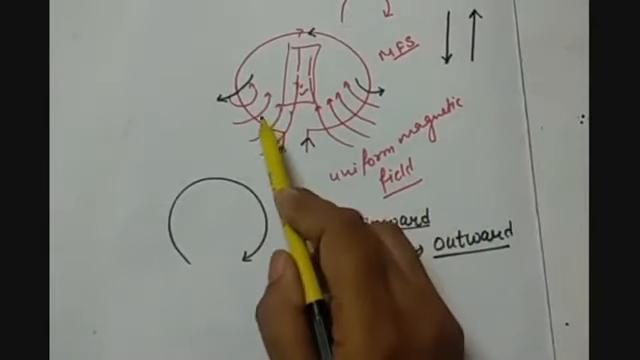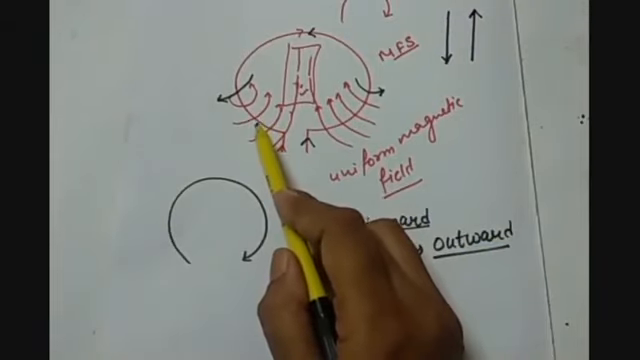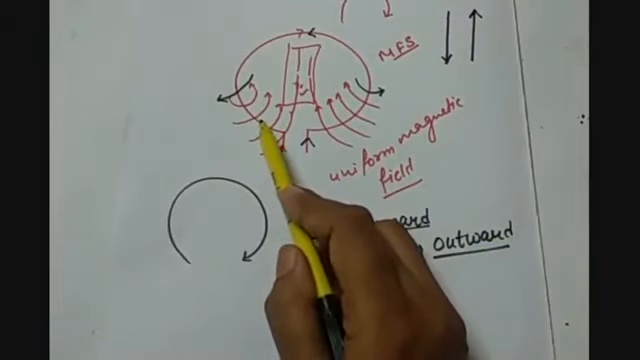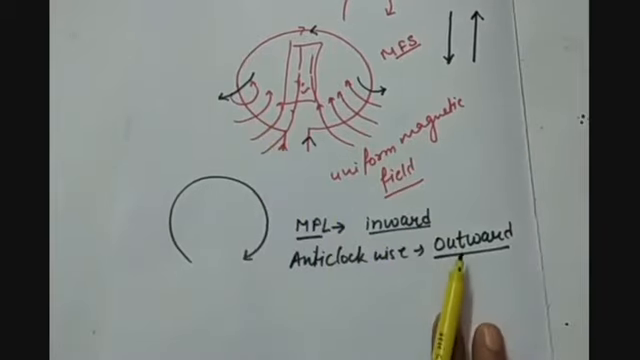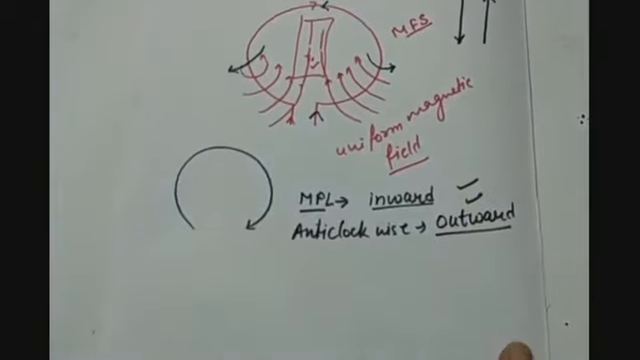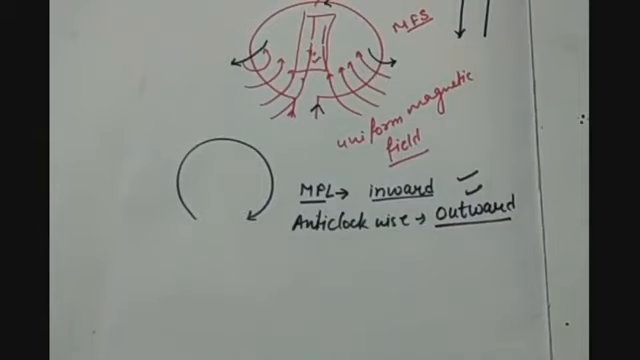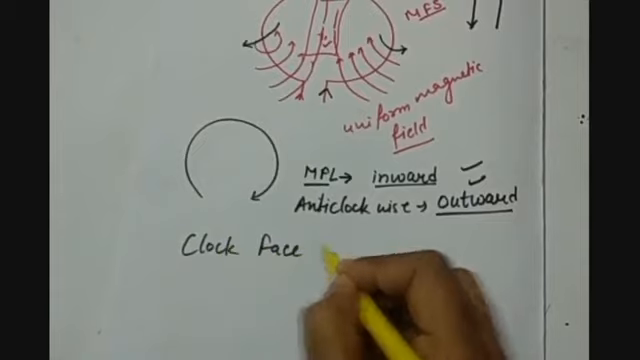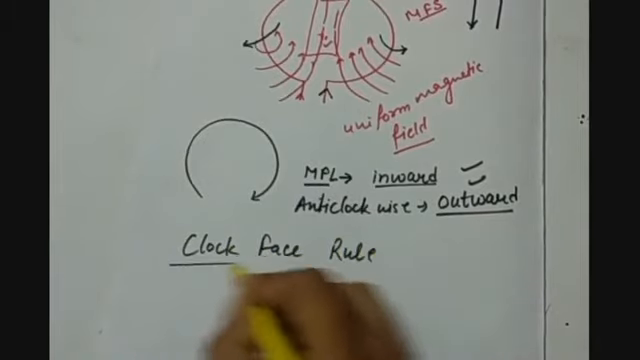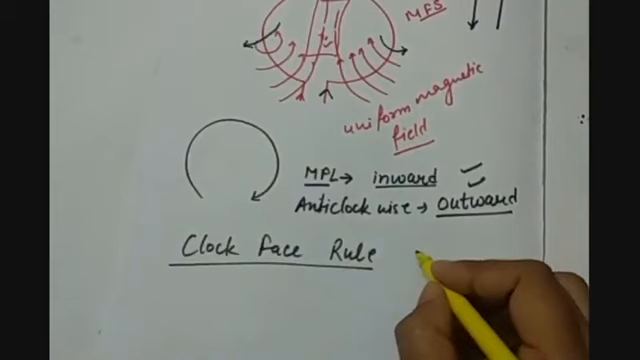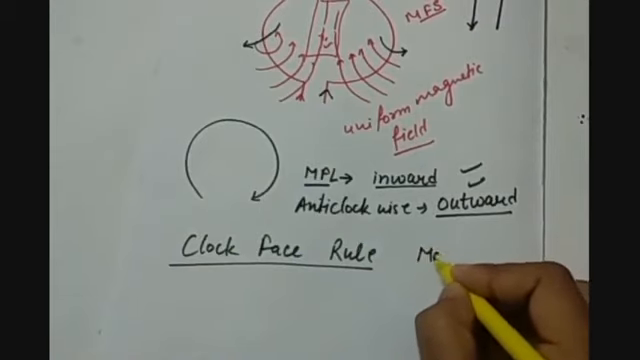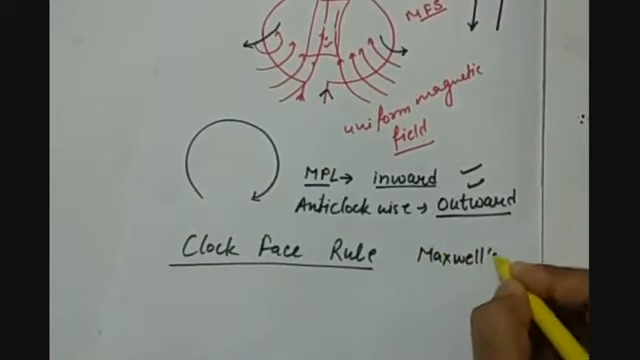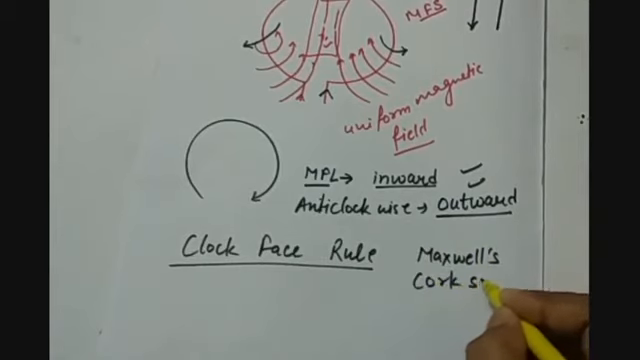Although we have applied the right hand thumb rule to find out the direction of the magnetic field lines here in case of a circular loop as well, this rule of finding the direction of the magnetic field lines with the help of a clock face is known as the clock face rule. We can also call it Maxwell's corkscrew rule.